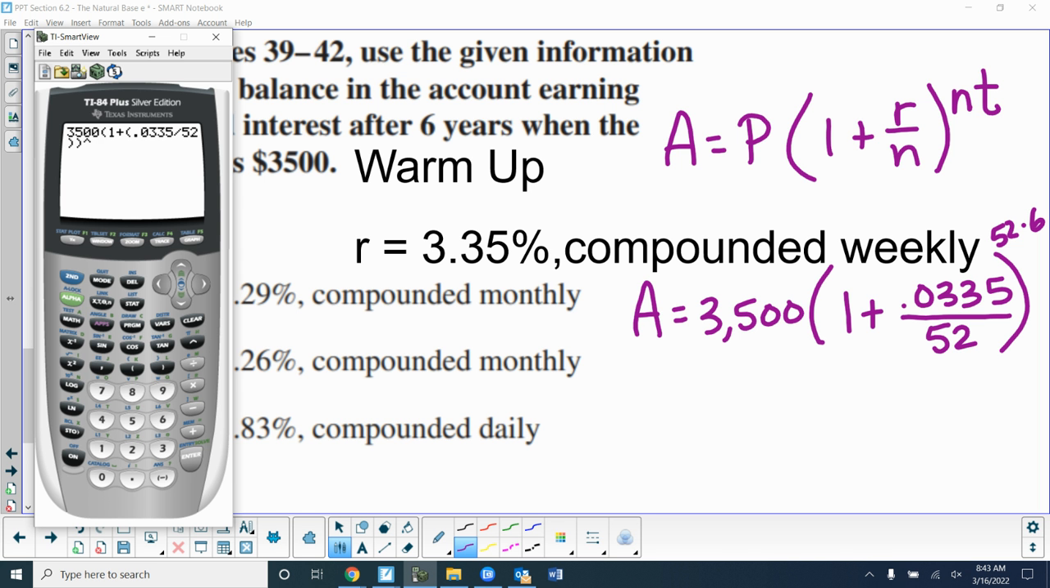All right? And then I have to put it in parentheses. Some of you, again, when you hit the caret, it goes up in that spot for you, for your newer calculators. All right? And we hit that. So after the 6 years, compounded weekly, $3,500 is $4,278.91.